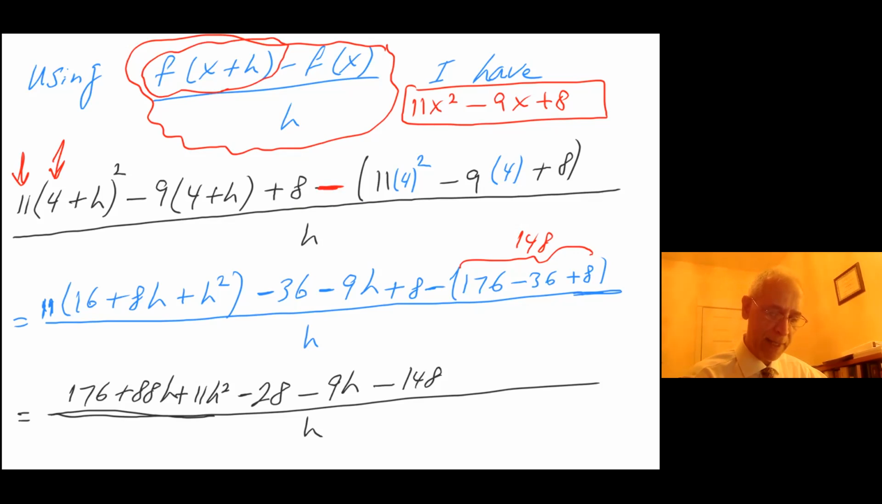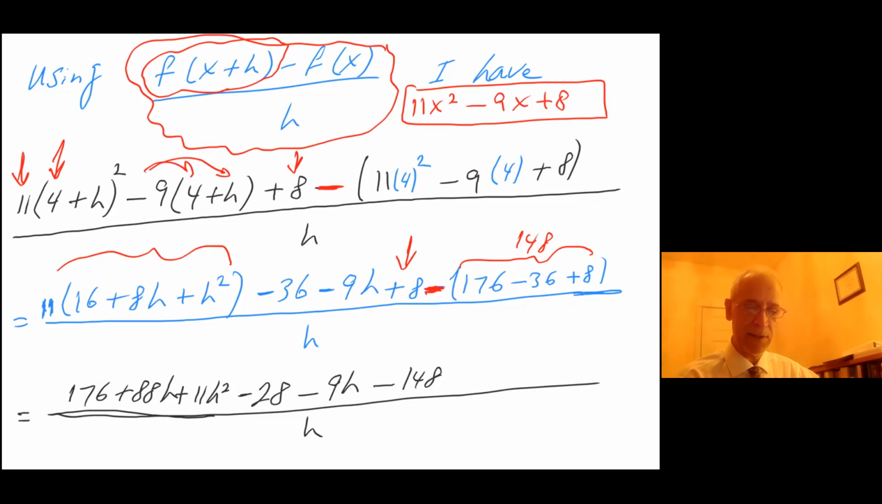4 plus h to the second, 4 plus h times 4 plus h gives me 16 plus 8h plus h to the second. Minus 9 times 4 is minus 36, and minus 9 times h is minus 9h. And here is my plus 8 right here. Then I have minus, in parentheses, 4 squared is 16 times 11 is 176. Negative 9 times 4 is negative 36, and plus 8. And inside of this parenthesis, they all add up to 148.